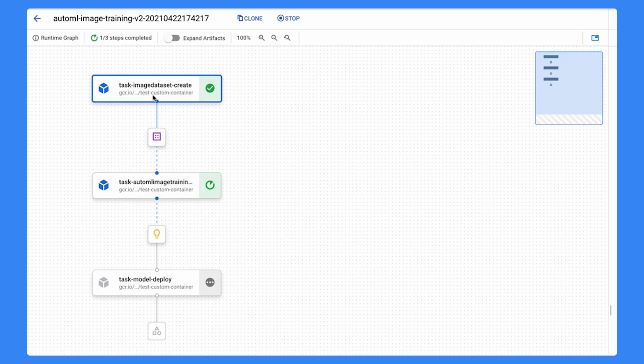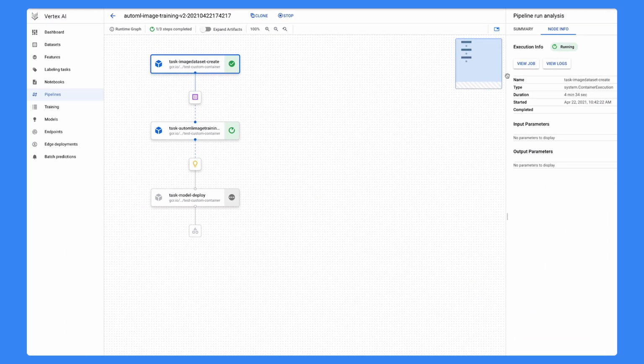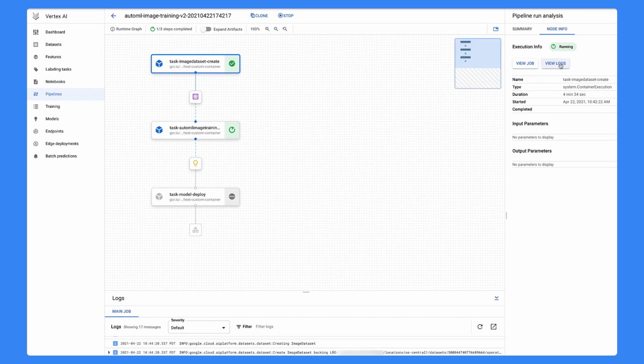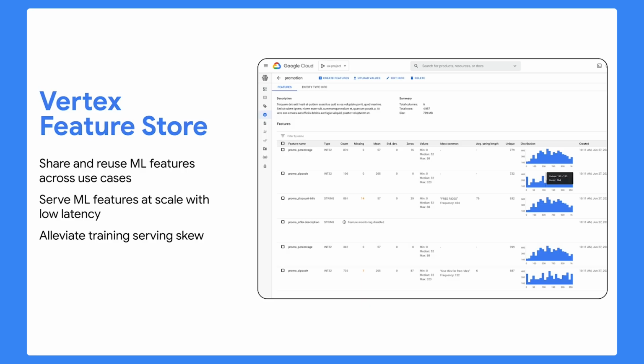Then, we can view the running pipeline in the console UI. While the pipeline is running, or after it is finished, you can view the pipeline step logs and generated artifacts and metadata. And if you want to build your own components, this is easy to do as well. Automating orchestration is not the complete picture, though.